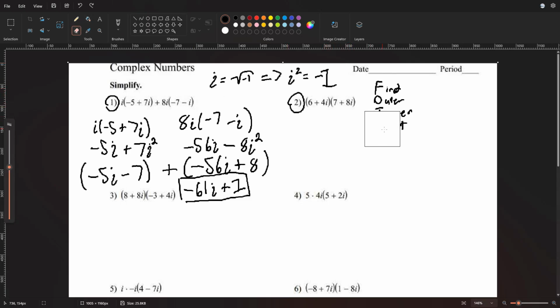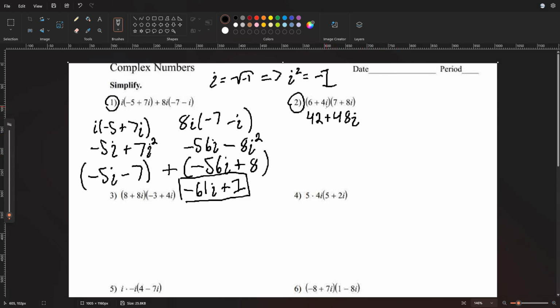Alright, so now that we have that, let's clear this up for some space. Let's look at the first terms. 6 times 7. Awesome. 42. So that's done. Now the outside: 6 and positive 8i. So 6 times 8, 48. Let's not forget that i though. So that's going to be plus 48i. Let me write the i a little bit better this time. There we go. Plus 48i. Awesome. So we did outside.